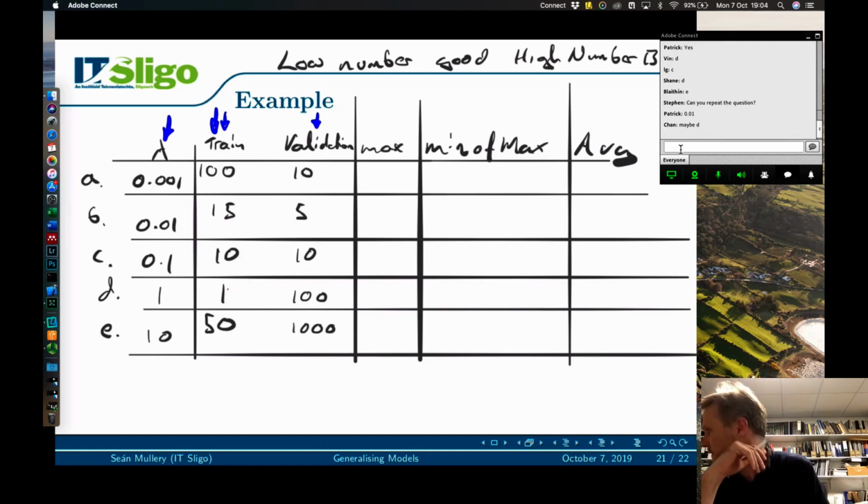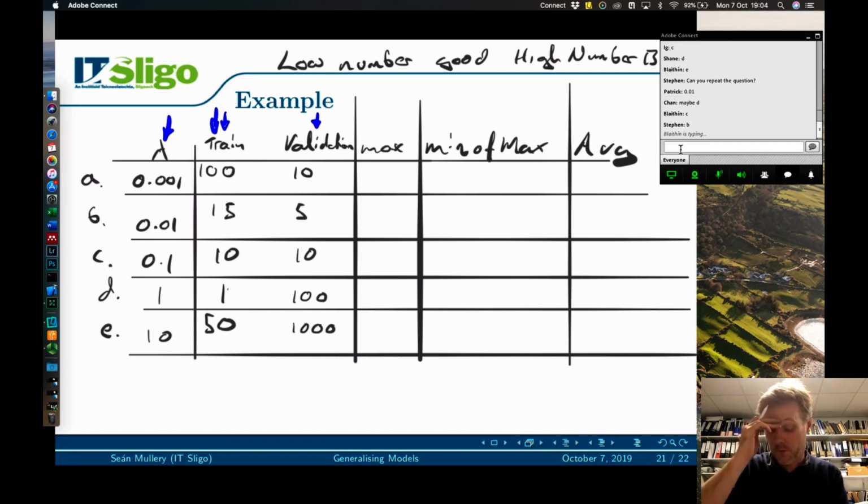Okay, I think nearly everybody's taken a go there, and Blaheen's changed their mind, which is perfectly reasonable to do. By the way, there's no absolute right answer here. These are more kind of rules of thumb.